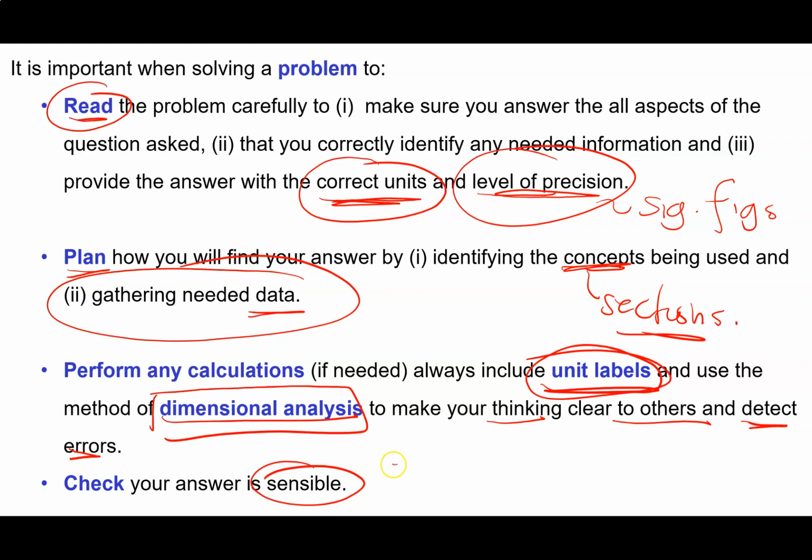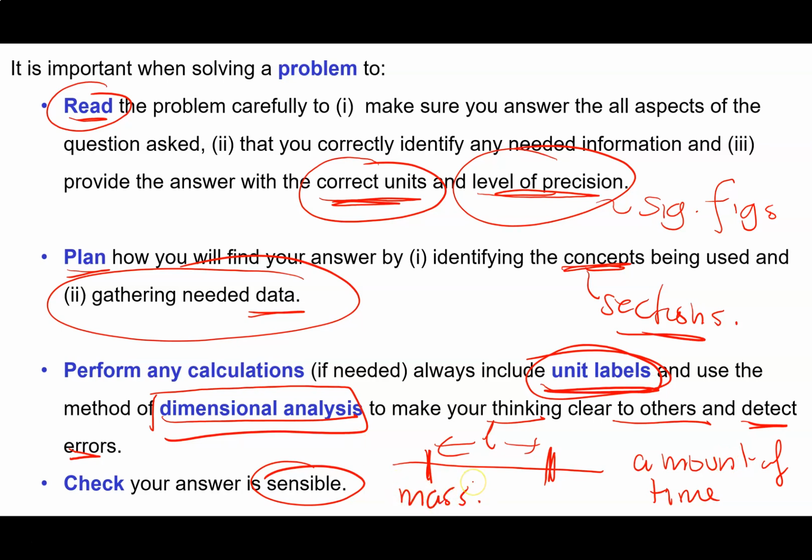Once you finish doing a calculation, you want to check that everything is sensible. For example, if you're calculating the length of something, or an amount of time, or the mass of something, it doesn't make sense to say, oh, I calculated that the height of the person is 55 feet. That makes no sense whatsoever, right? You know that you've got that wrong because no human is 55 feet tall, okay?